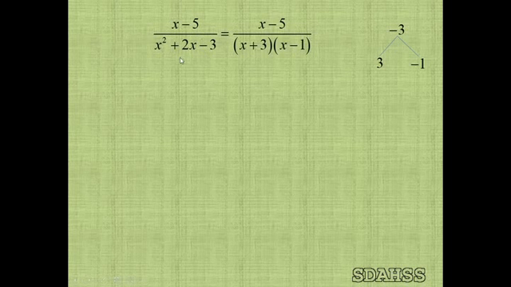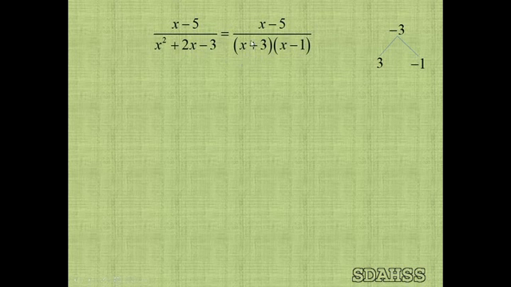Then you factorize the denominator. Here the sum is equal to 2 and the product is minus 3. Minus 3 can be written as 3 and minus 1. So if you add you will get 2, if you multiply you will get minus 3. So this can be written as x plus 3 into x minus 1. Now you got two factors, x plus 3 into x minus 1.